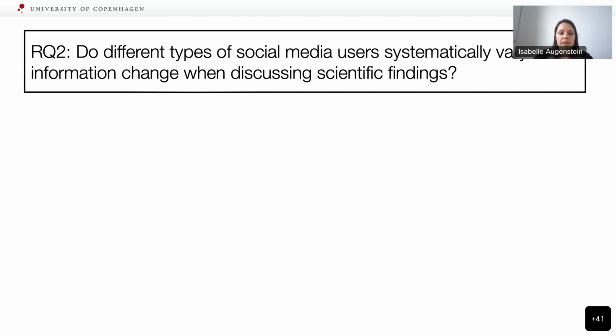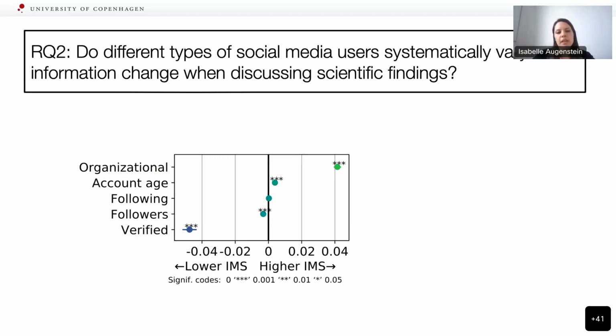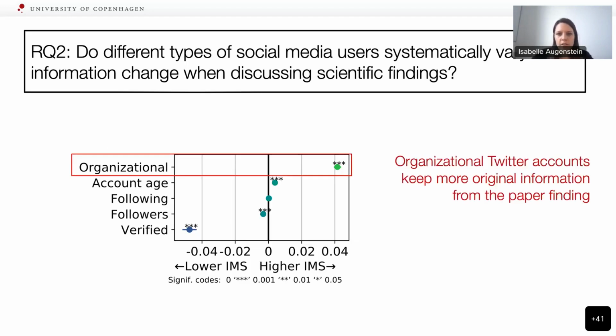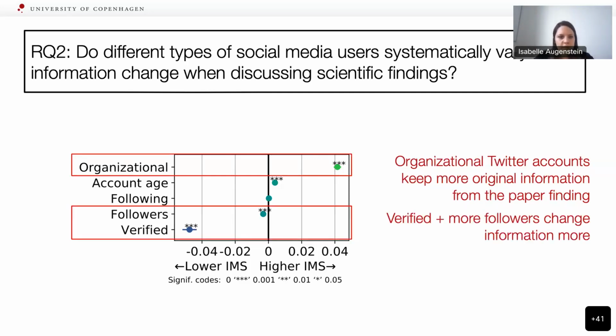Now, overall, we again find, yes, there is a difference. But what I want to say is that the difference is much less pronounced. So the difference in information score is much smaller here. We do, though, find that the organizational Twitter accounts at the top here keep more original information from the paper finding, whereas verified accounts and having more followers means that the information content changes a lot more, which again is not that surprising.